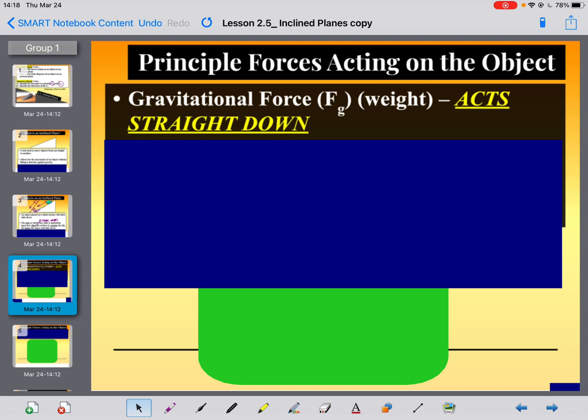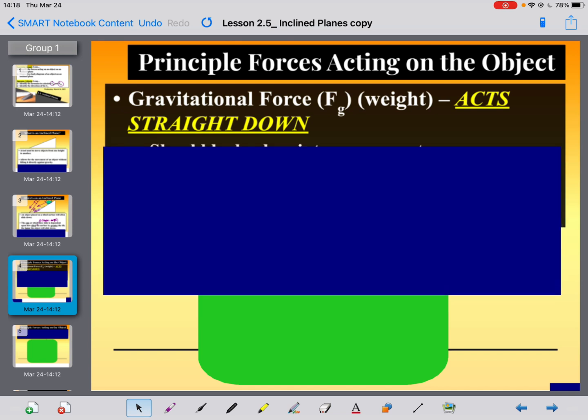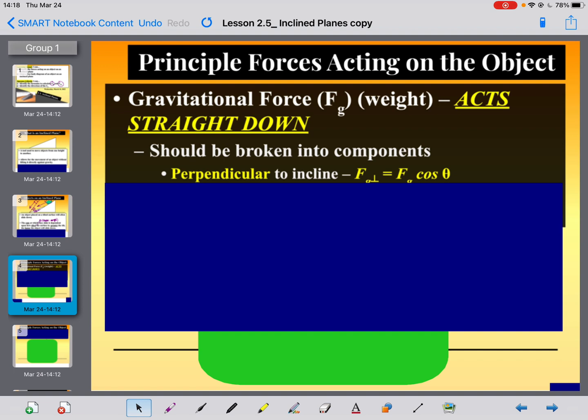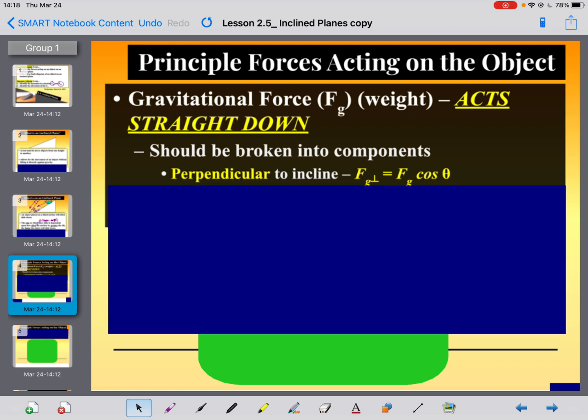Here we can no longer use that. We have to use perpendicular and parallel. So the first one is the perpendicular force of gravity. This isn't a minus sign right here, so I'm just going to cross it out. So the force of gravity perpendicular is equal to the force of gravity times cosine theta.